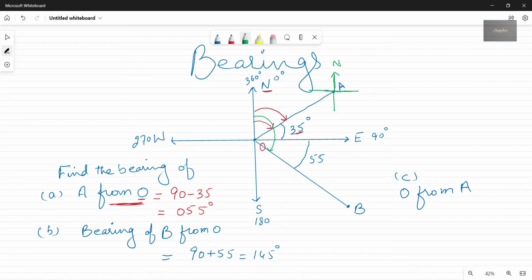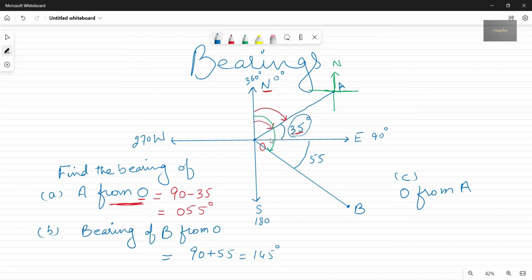Now on this side I don't have any angle given. As you can see, there is no angle given, right? So what I will do, I will use my given angle in the question. This is the given angle, 35, and it is with the horizontal line. You can see that. Also I have a horizontal line here, which is the east-west line, right?